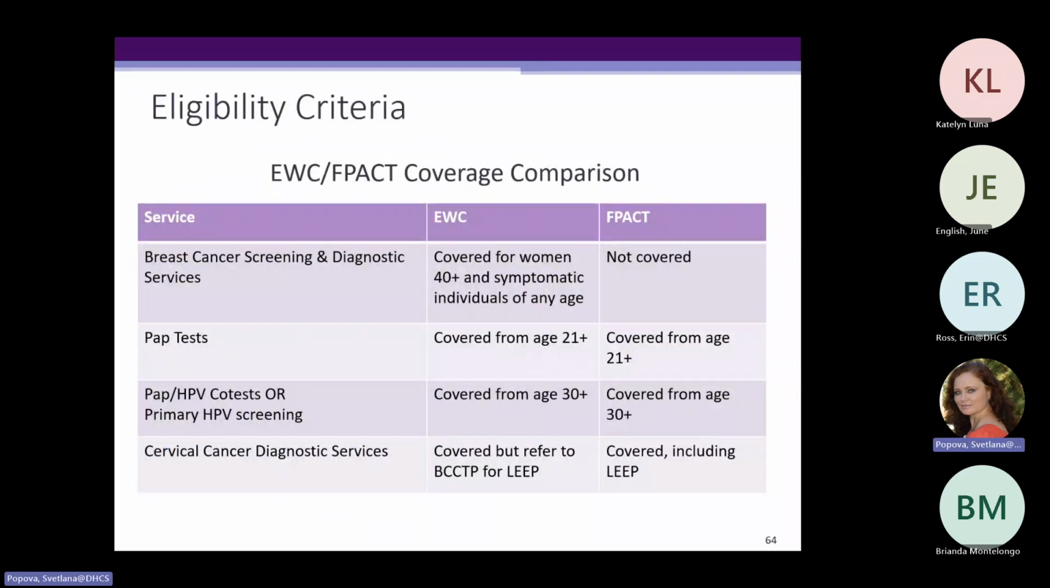So this is a comparison table between EWC and Family PACT. We covered that breast cancer is only covered by us, the Pap test is covered by both programs, HPV and co-test are covered by both programs, and then diagnostic services. We cover diagnostic services, but we refer to BCCTP for any of the excisional procedures, and Family PACT does cover excisional procedures such as LEEP.